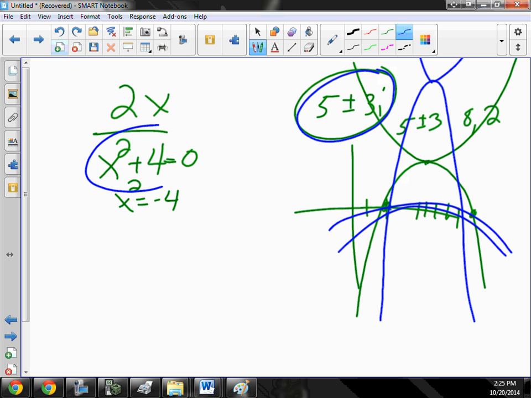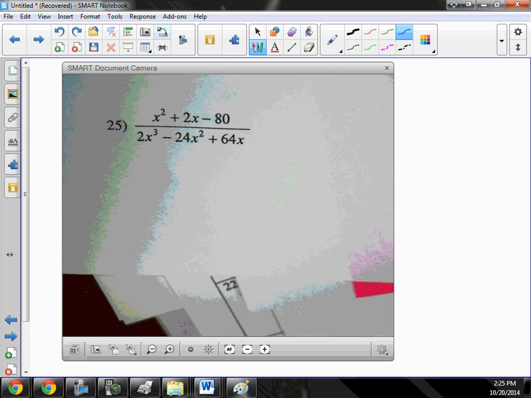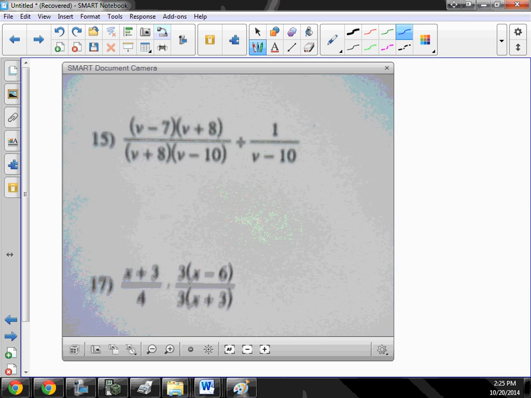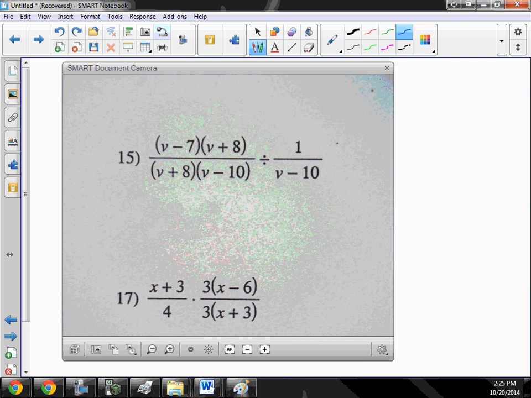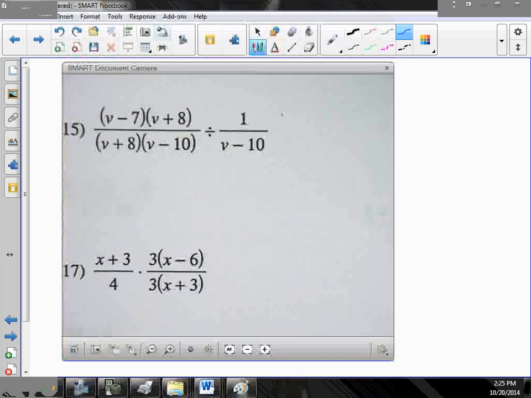So this one is continuous everywhere because there's no way using real numbers to make the denominator 0. Okay? The rest of the first page is just similar to what we did last week. If you turn it over, look at number 15. They've done us a huge favor on 15. They've already factored it for us.